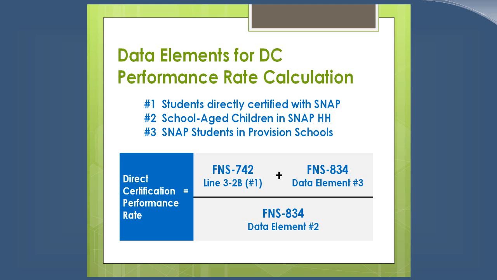These 3 essential data elements are collected on the FNS-742 and the 834. I will refer to them going forward as data element 1 from the 742 and data element 2 and 3 from the FNS-834. So the formula is here, a little bit more detailed than what you saw earlier, so that you can have a good idea of the 3 components and where they come from.